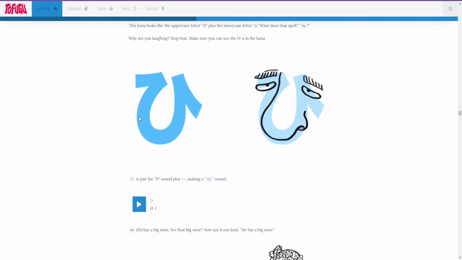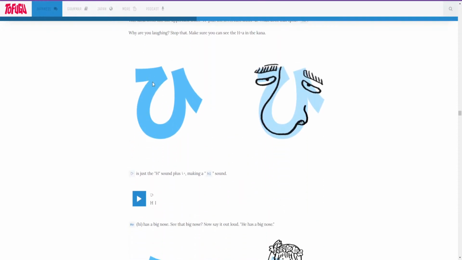Next is hi. And it looks like a face with a big old nose. When I see this face, it reminds me of, I believe it's the dad from Cloudy with a Chance of Meatballs. When I see these droopy eyes with a big old nose. And it's pronounced hi. So you can see a face, eyes, big old honker. Big nose man, hi.